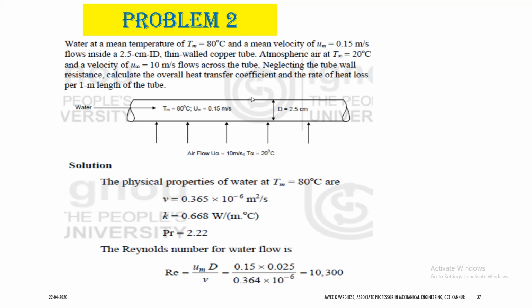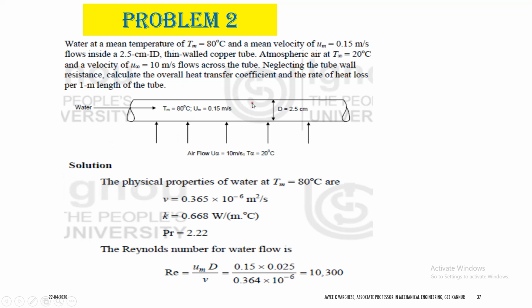For this, we should use our knowledge of calculating the heat transfer coefficient for inner flow as well as external flow. For that, we will use suitable correlations from the data book and calculate Hi and Hout, and from Hi and Hout values we can calculate the overall heat transfer coefficient. So let's see how it is done.